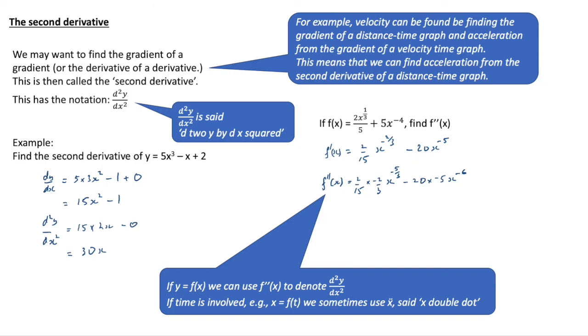Anyway, that f double dashed of x needs tidying up, and we get 2/15 times minus 2/3 is minus 4 over 45, x to the minus 5/3, and minus 20 times minus 5 is plus 100, and that's times x to the minus 6.